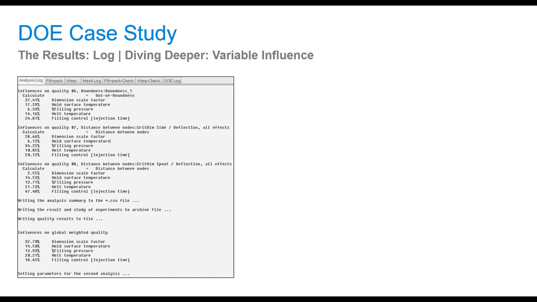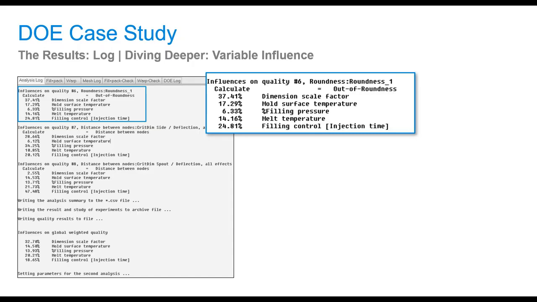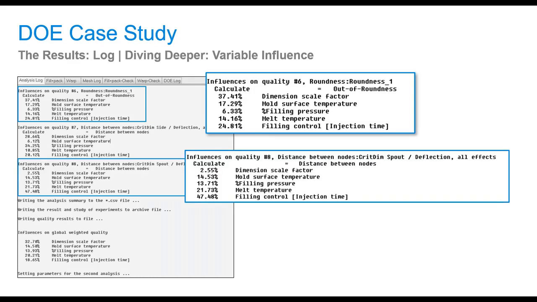And the first set of results that you will get are with respect to the variable influence. So we, for example, can look at roundness, and you can see that the two largest impactors of roundness are the dimension scale factor, so the spout thickness, as well as the filling control, followed by a close third of mold and melt temperature. Now, if we look at a completely different set of quality factors, for instance, the distance between those nodes, you can see a different set of influences. So here, filling control has the greatest impact versus melt temperature.